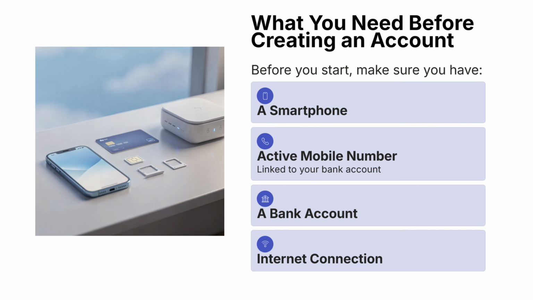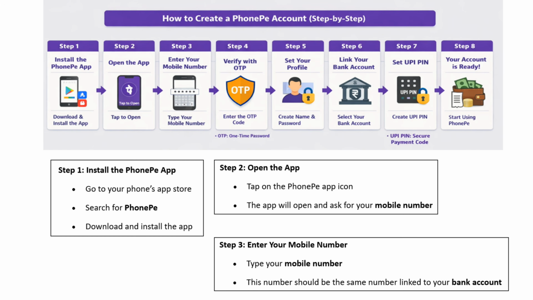Now we will see what you need before creating an account. You need a smartphone, an active mobile number which is linked to your bank account, a bank account and an internet connection. Now we will see how to create a PhonePe account. Step 1. Install the PhonePe app. Go to your phone's app store, search for PhonePe, download and install the app.